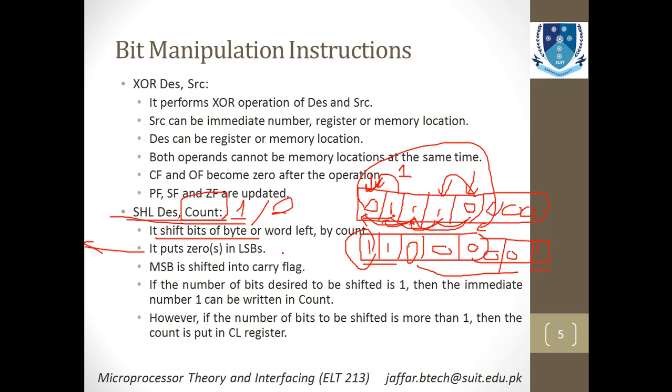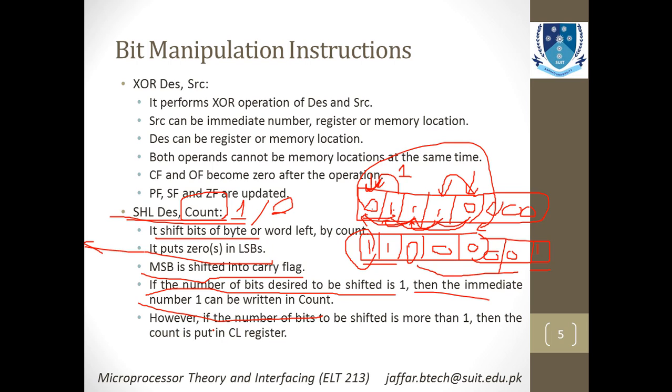And there is another definition of it, that it puts zeros in the LSBs, the least significant bit, and the most significant bit is shifted into the carry flag. So if the number of bits desired to be shifted is 1, then the immediate number 1 can be written in the next count. I have already told you that if your count is 1, you can easily put this 1 at this place, this one at this place. You have actually manipulated the data.